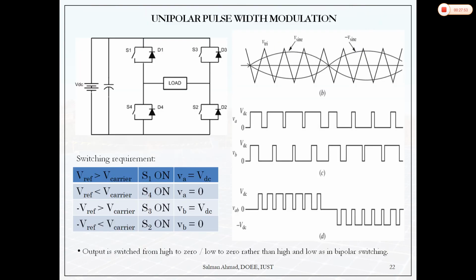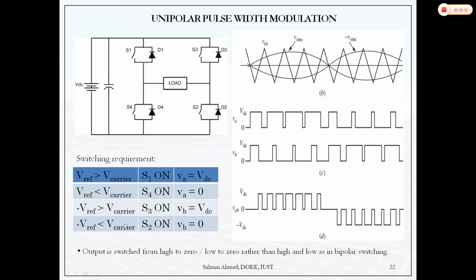Now if you want to generate a unipolar waveform instead of bipolar, we have to apply two reference signals. You can see we are having the same triangular waveform again, and the reference signal is something like this. We have one reference signal like a sine wave, then we have the negative of that reference signal. That means this reference signal is shifted by an angle of 180 degrees from the original reference signal. Based on these two reference signals and the carrier, we can generate the pulses.